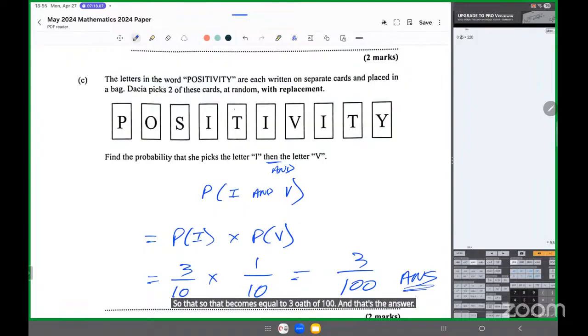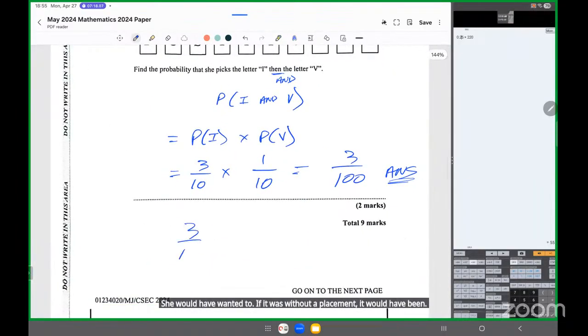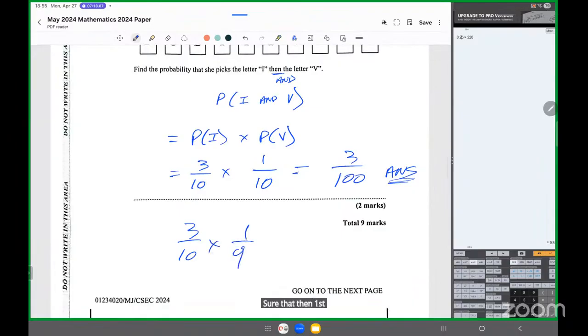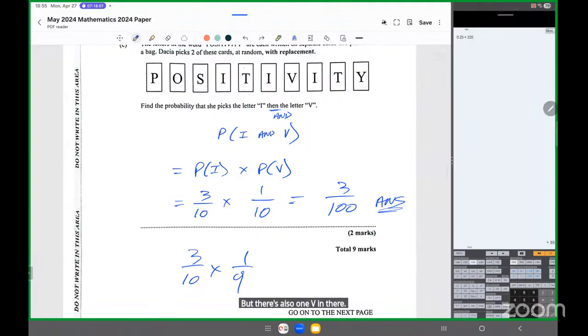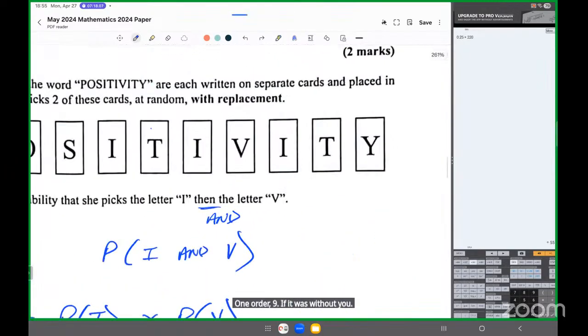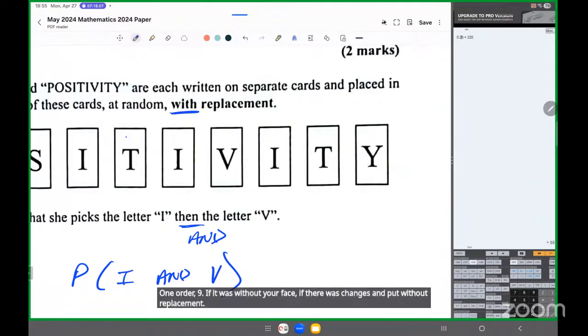3 out of 100. If it was without replacement, it would have been 3 out of 10 first, times 1 out of 9, meaning that you're not putting the I back. Just imagine she takes out the I first; she would have 9 letters left in the bag, but there's still 1 V in there. So the probability of getting a V on the second pick would have been 1 out of 9.